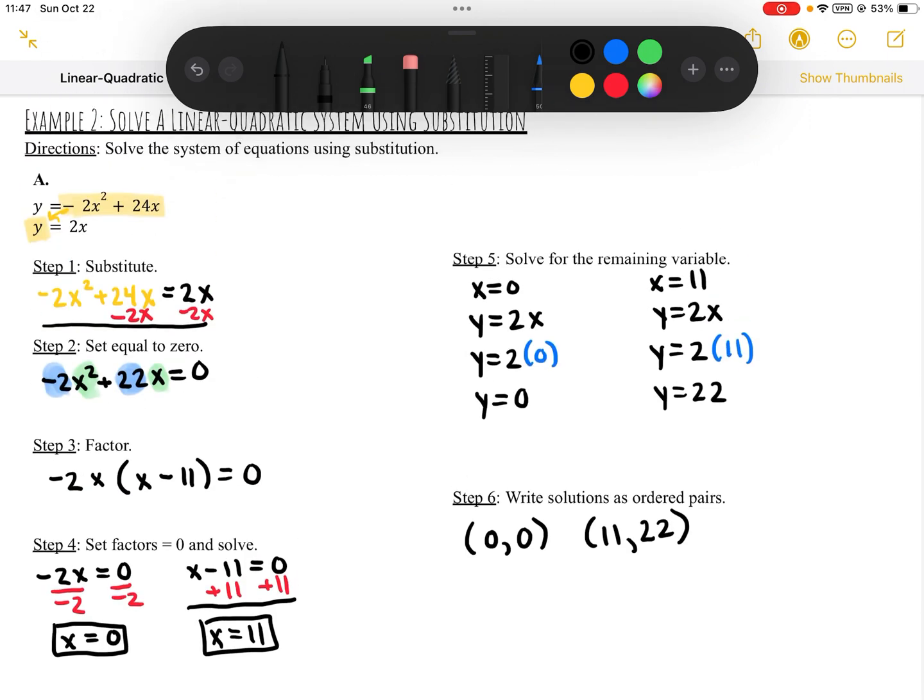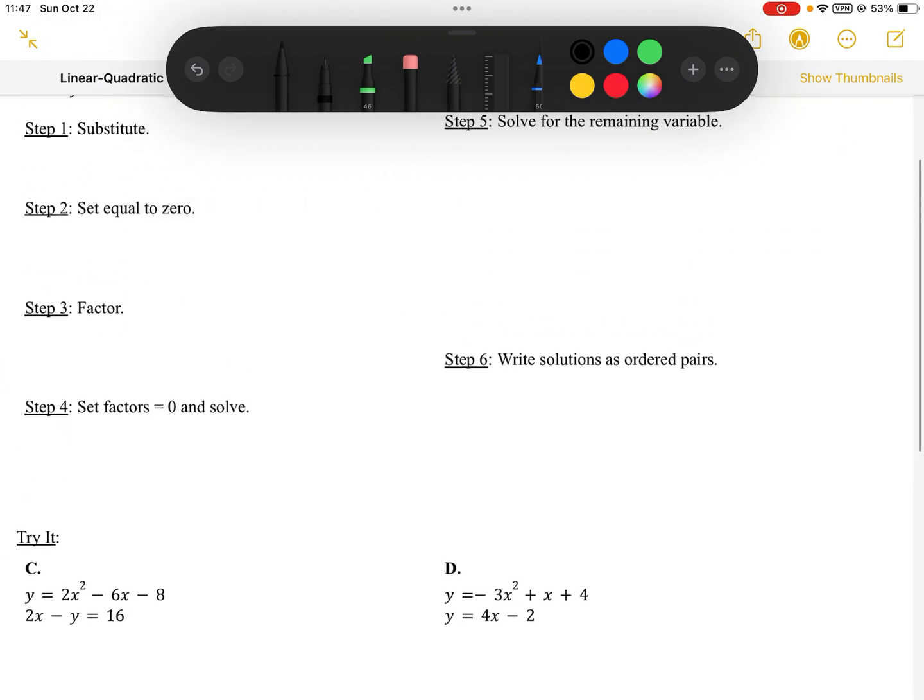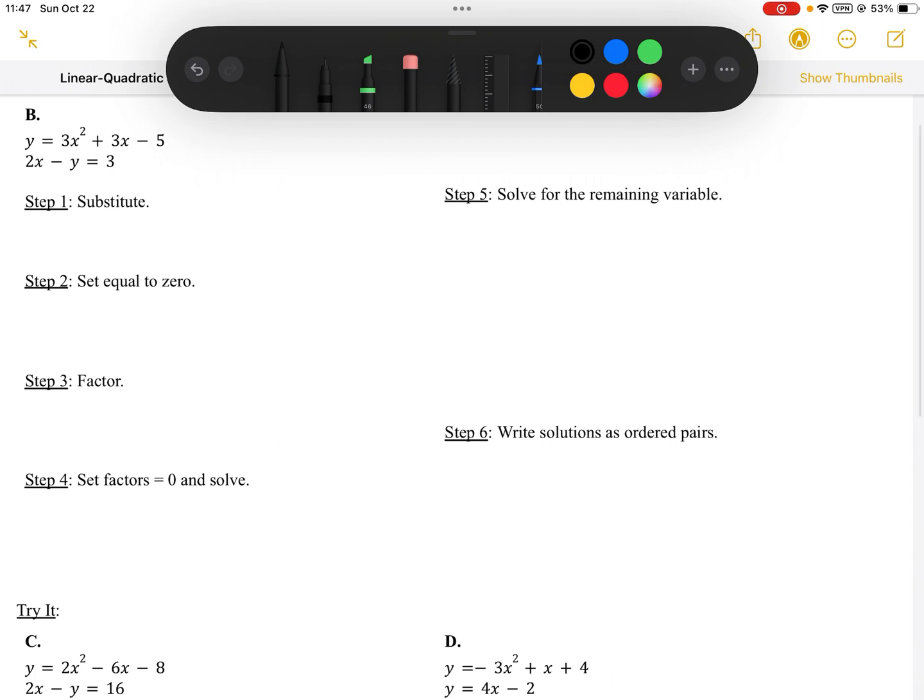So now we're going to go ahead and look at example B. For example B, I have y equals 3x squared plus 3x minus 5 and 2x minus y equals 3. Now, only one equation has y by itself, that first equation. So I'm going to substitute that into my second equation for y. So the second equation is now going to become 2x minus, and then in parentheses I'm substituting in 3x squared plus 3x minus 5, and this equals 3.